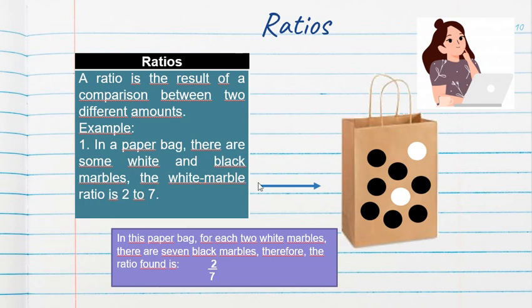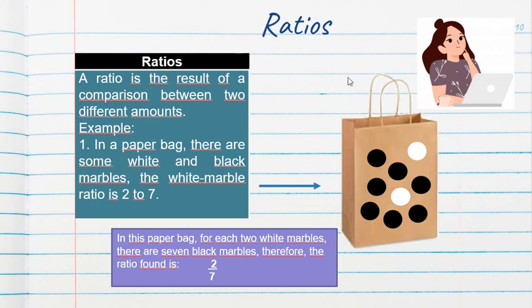Let's learn about ratios. A ratio is the result of a comparison between two different amounts. For example, in a paper bag, there are some white and black marbles. The white marble ratio is 2 to 7. Let's take a look at the picture, okay?